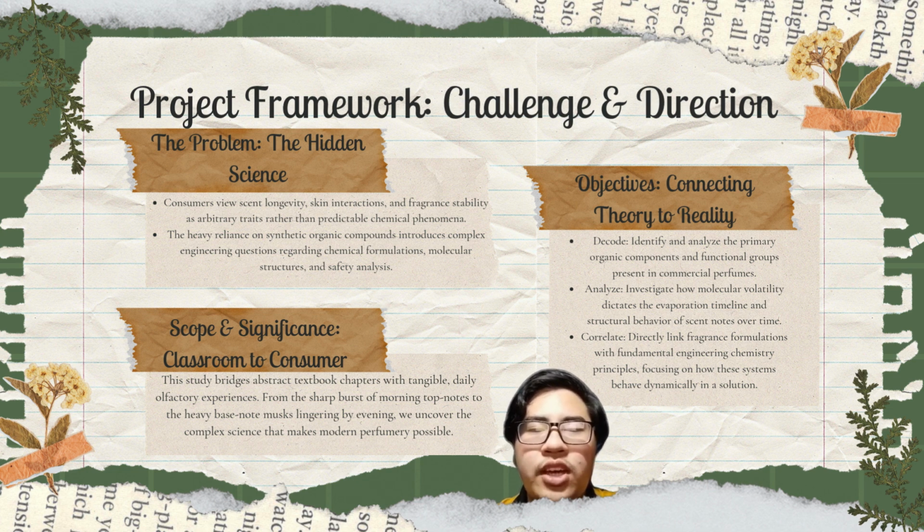First, we want to look at commercial perfumes and break down their primary chemical components and functional groups. Second, we are going to investigate molecular volatility, basically studying the timeline of how different scent notes evaporate over time. And finally, we want to connect all of this back to core engineering chemistry principles, specifically looking at how the systems behave when they are in a solution.